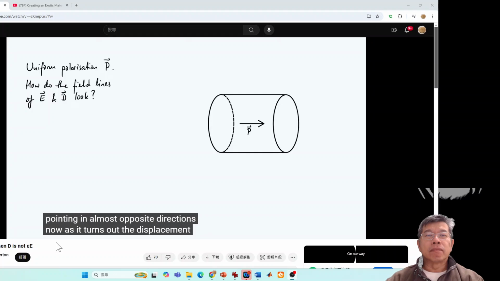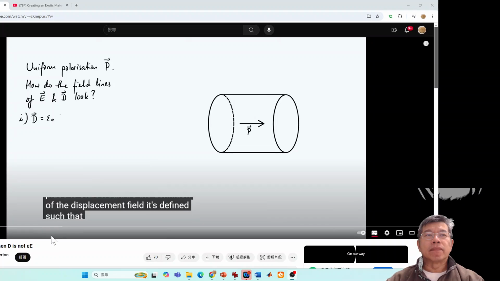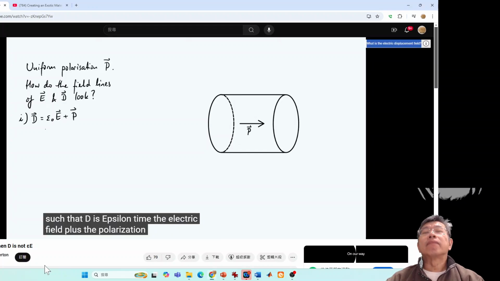Now, as it turns out, the displacement field is actually a little bit easier to understand. So we're going to start with trying to sketch some field lines of D. In order to do that, we just need to remind ourselves of some important equations relating to the displacement field. So let's just note down some potentially useful equations. A good place to start would be the definition of the displacement field. It's defined such that D is ε₀ times the electric field plus the polarization vector.